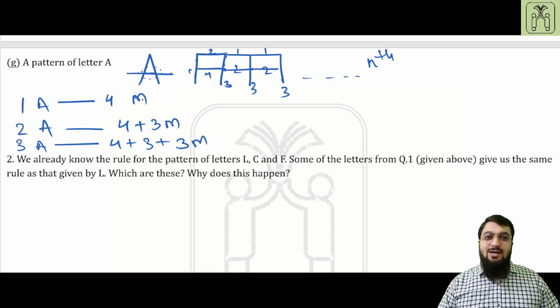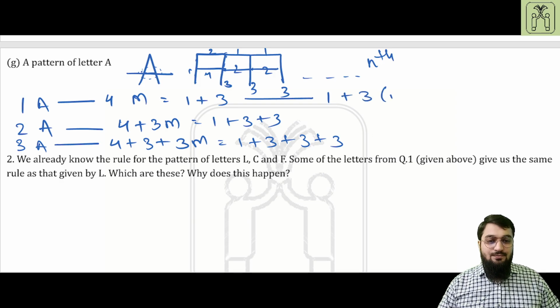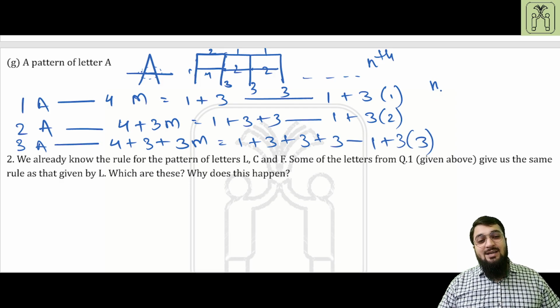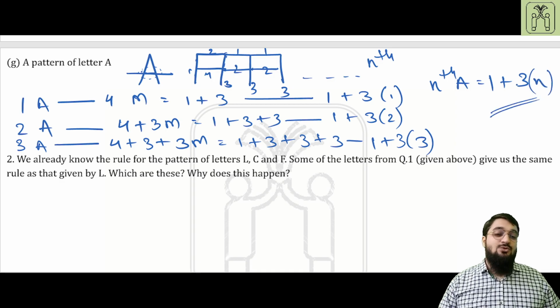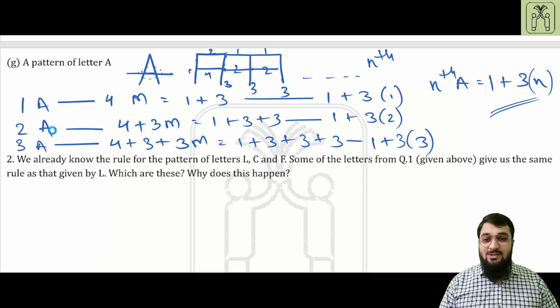So if we try to make it much more simplified, we can say that it is 1 plus 3. This is 1 plus 3 plus 3, and this is 1 plus 3 plus 3 plus 3, and that will be 1 plus 3 into 1. This will be 1 plus 3 into 2, and this will be 1 plus 3 into 3, which implies that nth A will have 1 plus 3n as the answer. So n will be replaced by the number of the pattern, and it will give the number of matchsticks that we require.